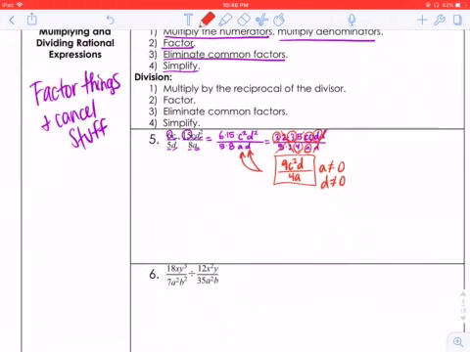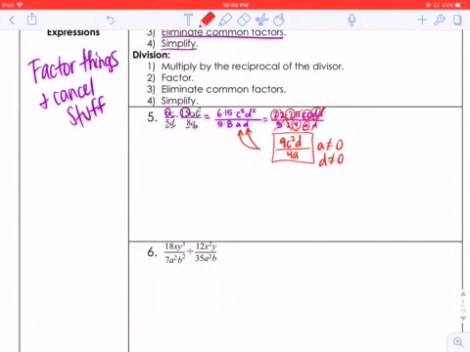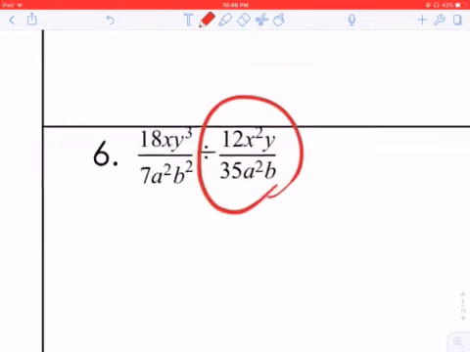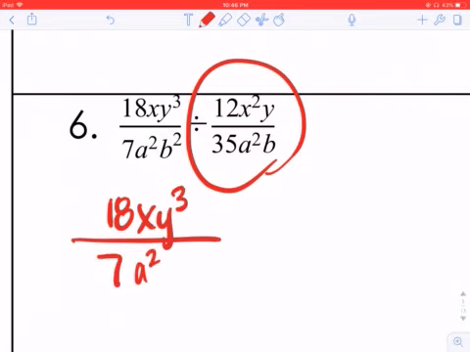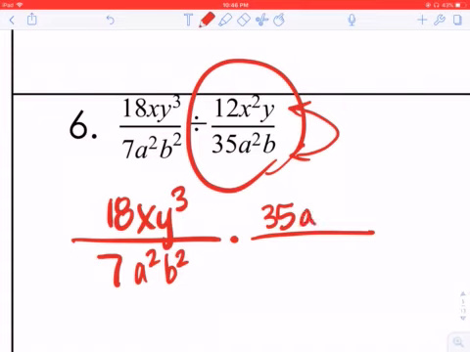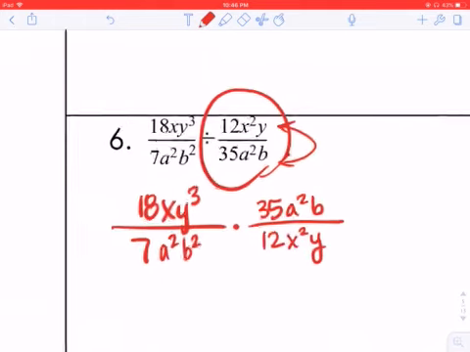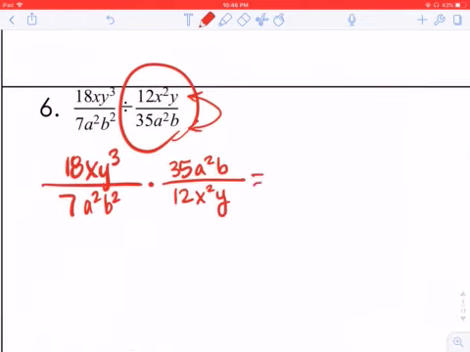For dividing, it's going to be the same thing, except we're going to flip the second fraction here. So we're going to flip it, we're going to factor it, and we're going to delete some things. So if I'm here, I have my first fraction, just like that, 7a squared b squared times, and then I'm going to flip this fraction upside down. So I have 35 a squared b on top, and 12 x squared y on bottom. From here, I'm going to multiply straight across.